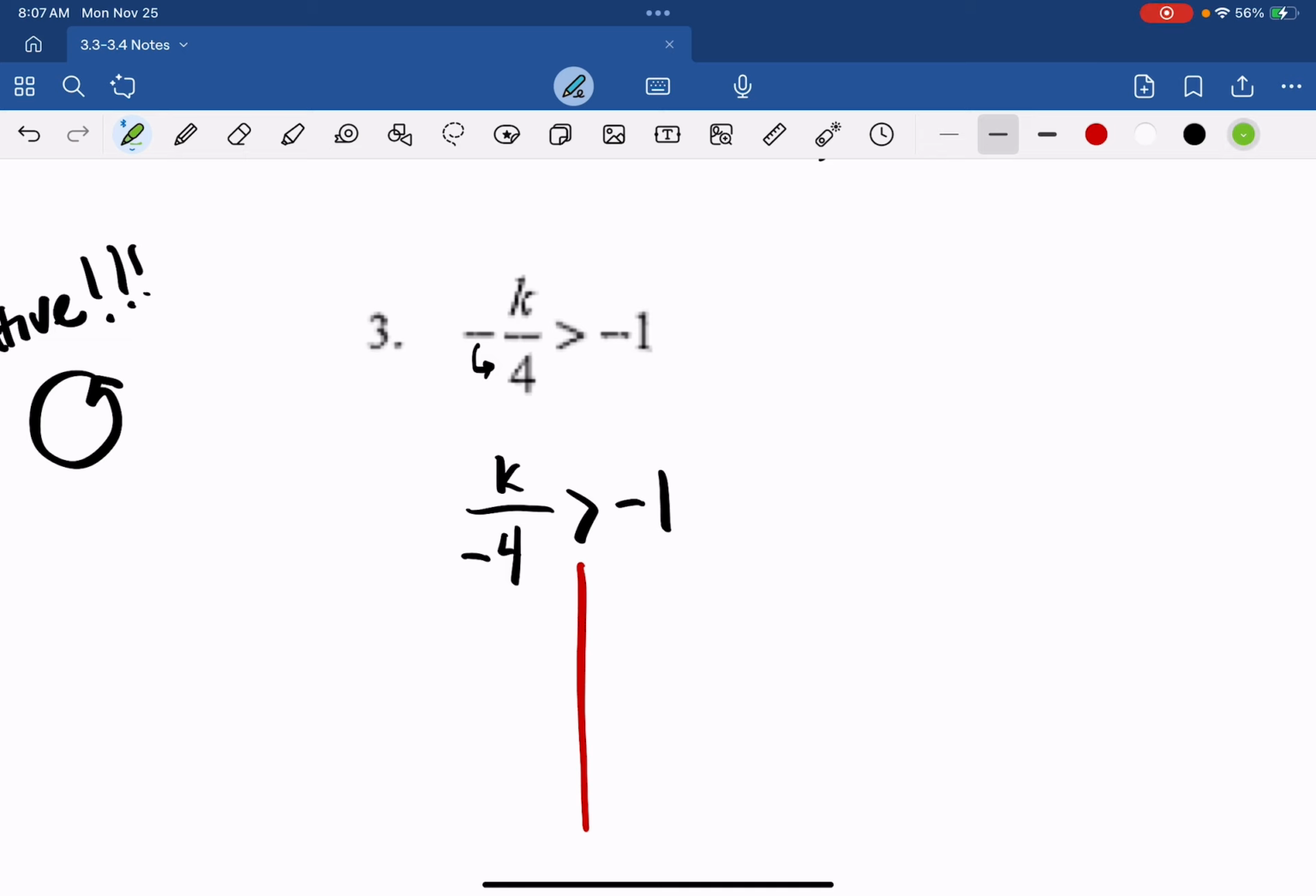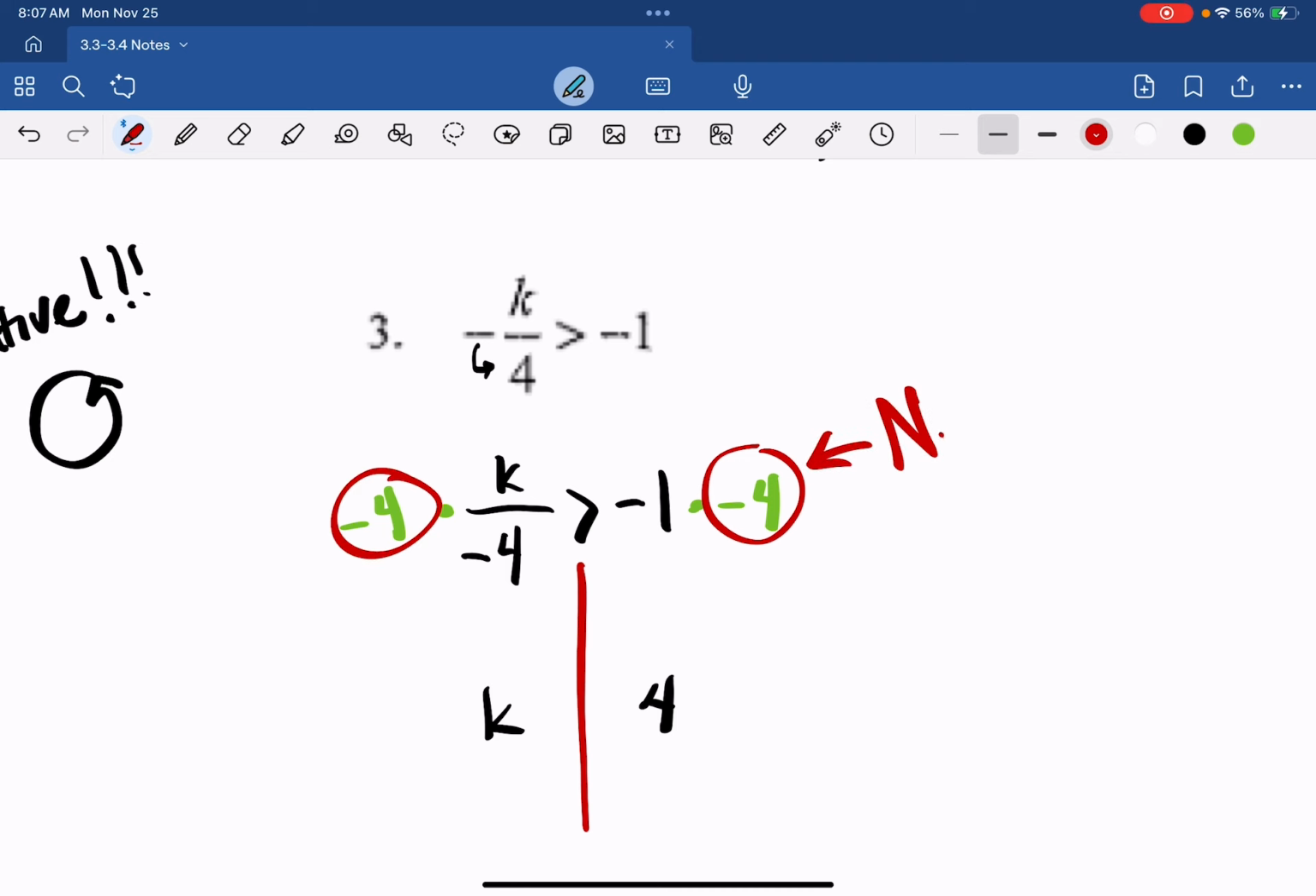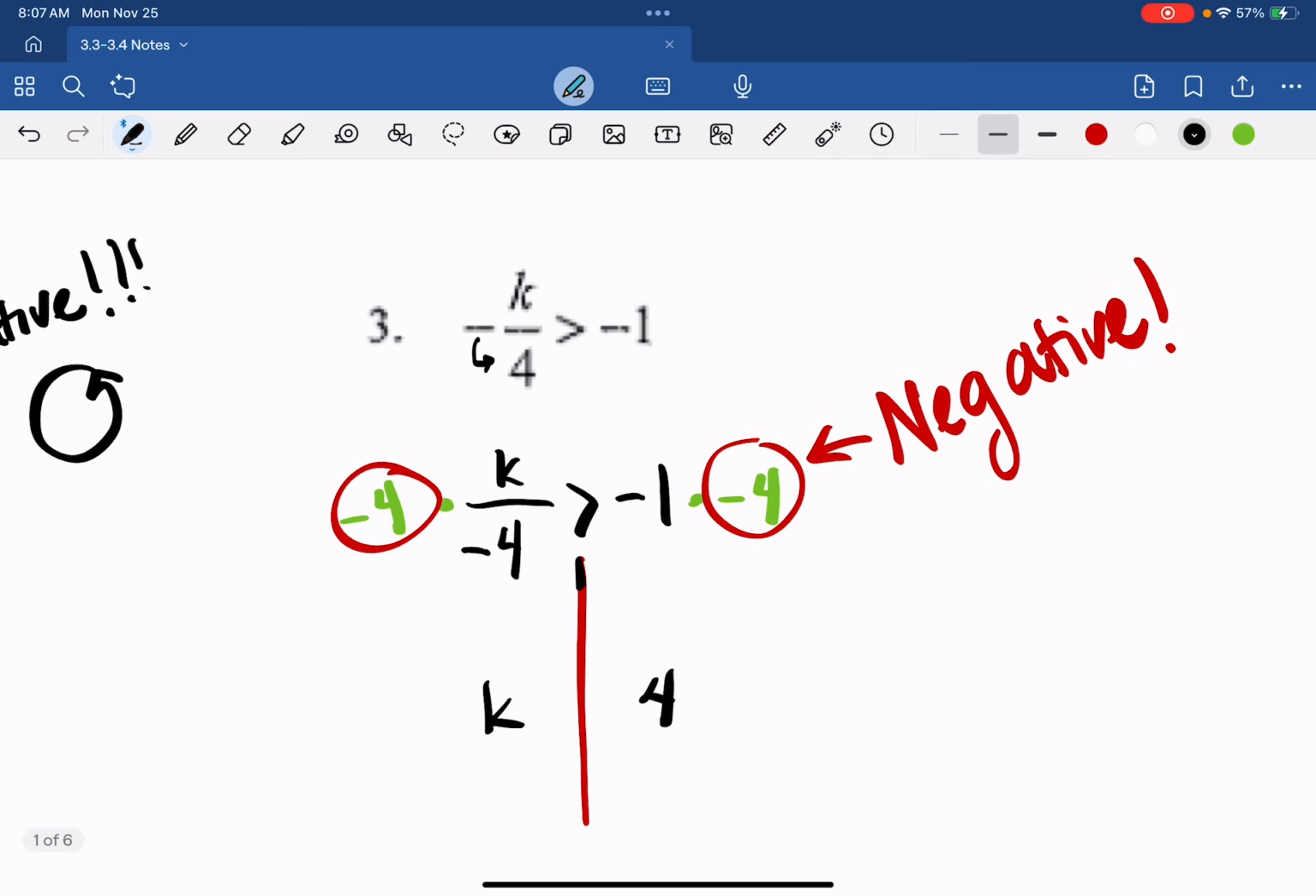I know that division sign, that fraction bar, is really division. So to do the opposite, I need to multiply both sides by -4. So I am left with K, and on the other side, I have a +4. Now I can look at my number that I multiplied both sides by. I see that it is negative. Oh my, negative. That tells me that I need to flip my sign.